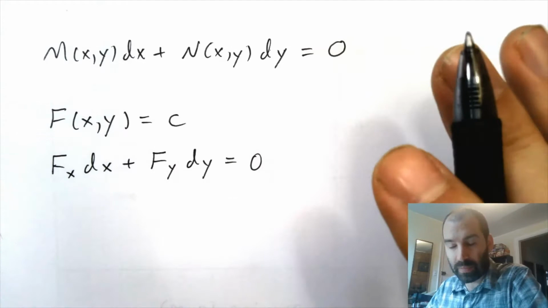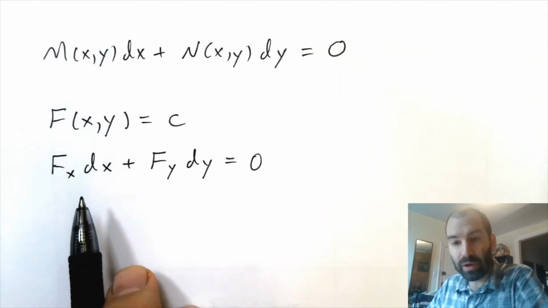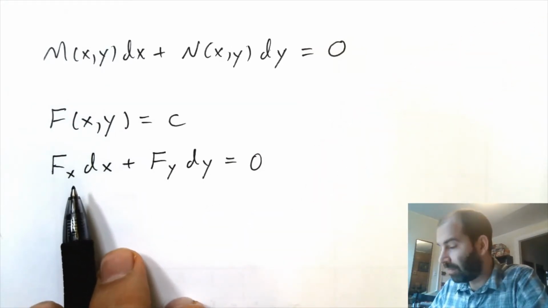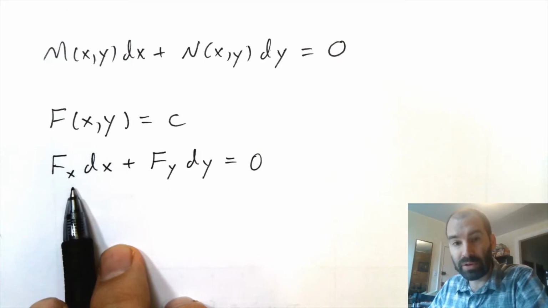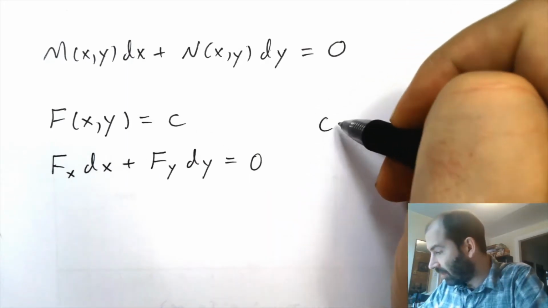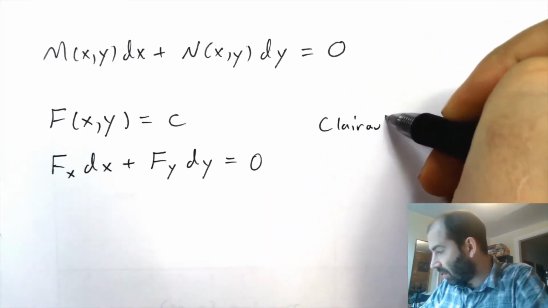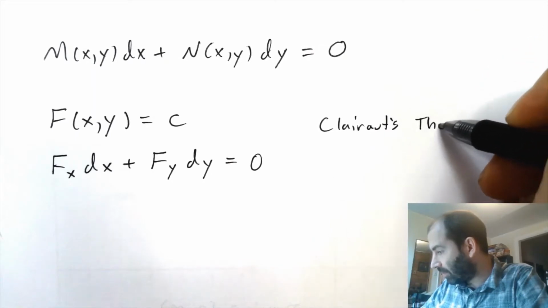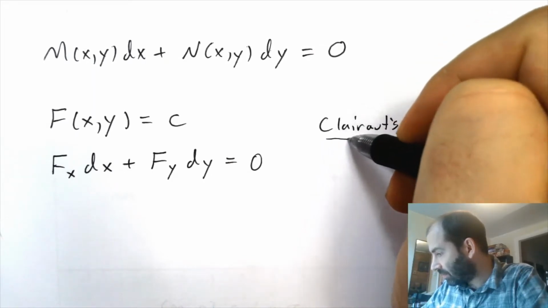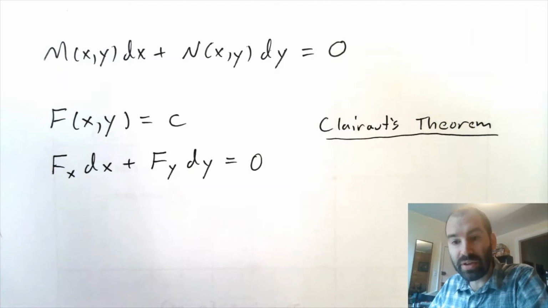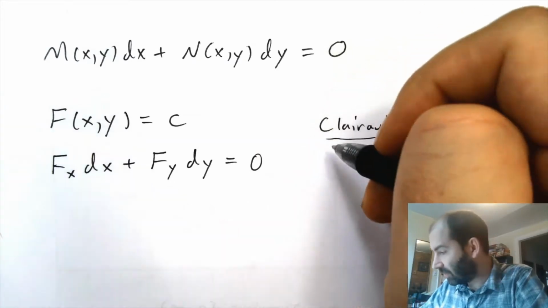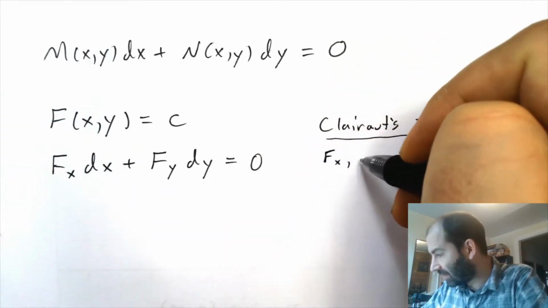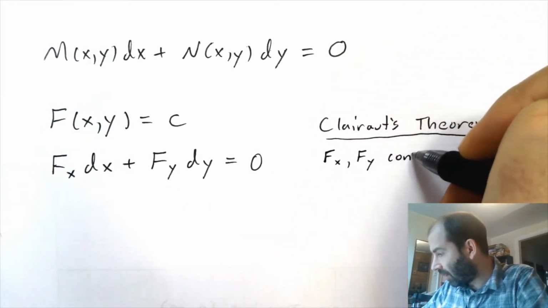But I want to point out one other thing. We know from Calc 3, from multivariable calculus, something called Clairaut's theorem. Clairaut's theorem says that if a function has continuous partial derivatives, so if f_x and f_y are continuous.